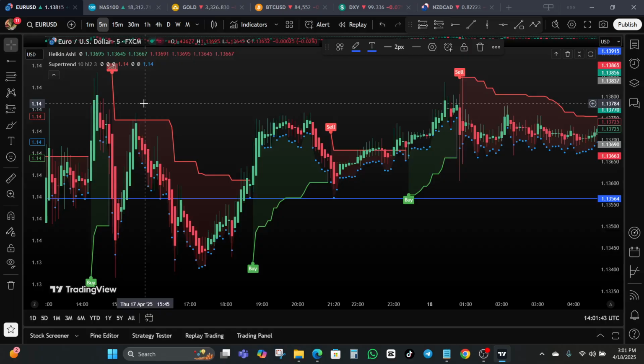Stick to clean setups only. So this buy sell indicator scalping strategy with Heikin Ashi and Supertrend indicator is one of the cleanest ways to approach fast-paced markets without relying on cluttered charts or subjective decision making.